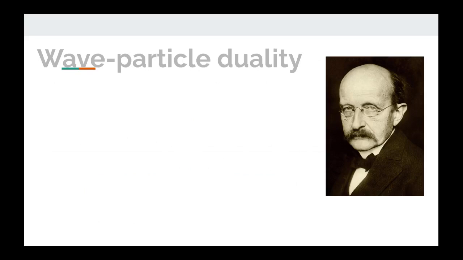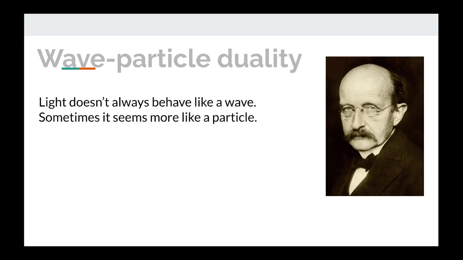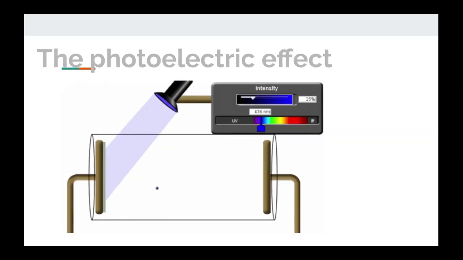We will also remember that Max Planck discovered that there was a wave-particle duality to light, and that light doesn't behave like a wave every time, and sometimes it's more like a particle. And then the photoelectric effect was a consequence of this. Remember that when the wavelength is short enough, or the frequency is high enough, or the energy is high enough, then electrons can be ejected from the atoms, and that's called the photoelectric effect.